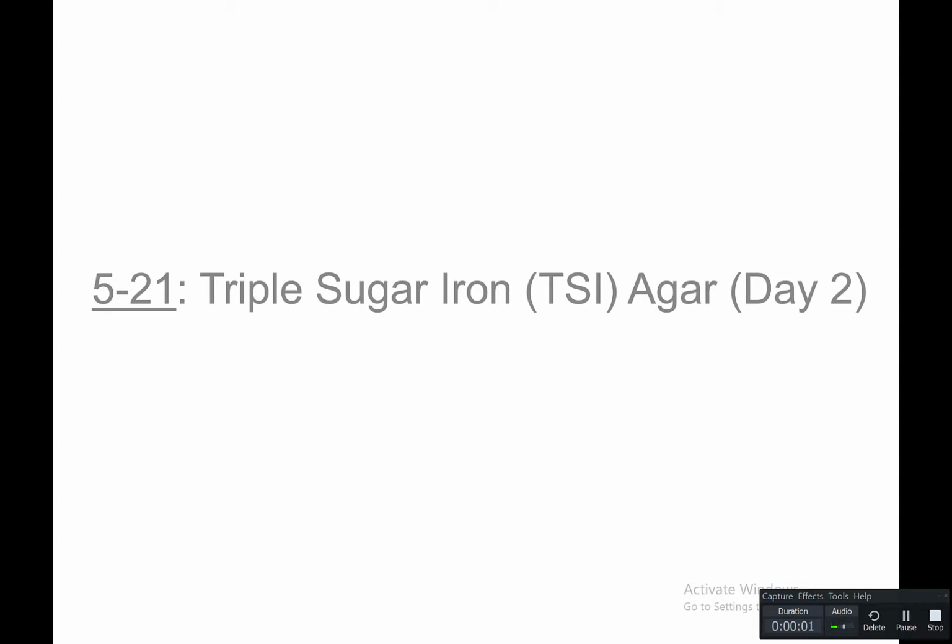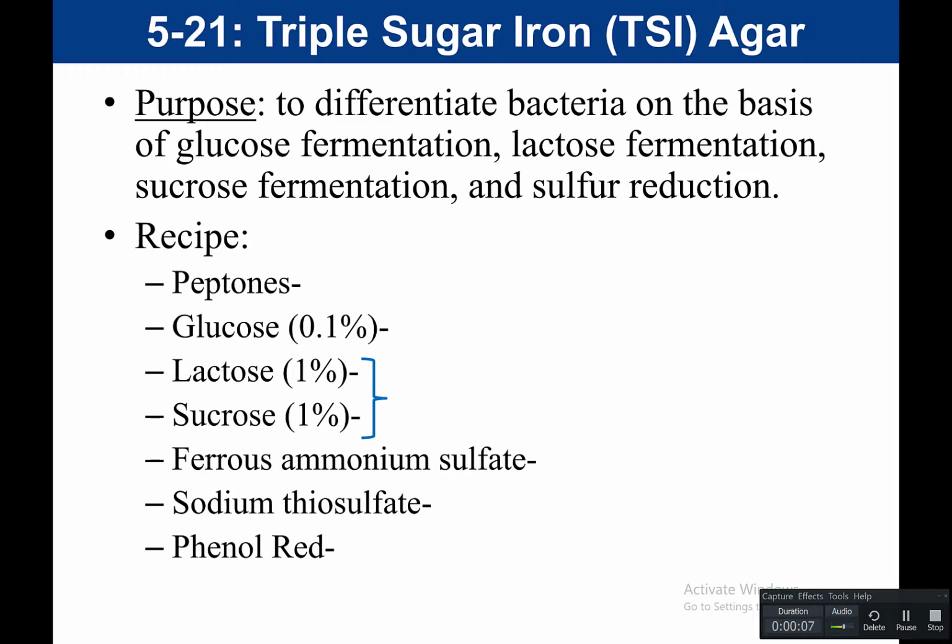So now we're going to talk about our TSI day 2, talking about the readout. The purpose of a TSI test is to differentiate bacteria on the basis of glucose fermentation, lactose fermentation, sucrose fermentation, and sulfur reduction. So this test is many tests built into one. We're testing for many different aspects. The name of the media for this biochemical test is simply triple sugar iron agar.